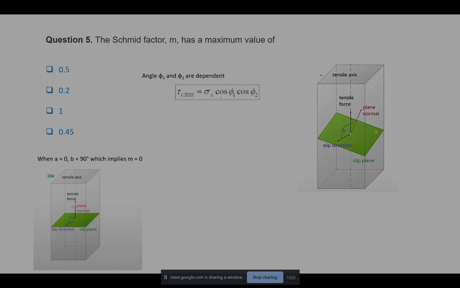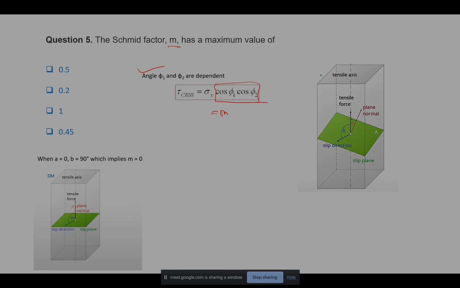Question number 9: the Schmid factor M has a maximum value of, they're asking for the maximum value of M. As you can see from this formula, the critical resolved shear stress tau is equal to sigma y cos phi 1 cos phi 2. Cos phi 1 cos phi 2 is the value called the Schmid factor, which is equal to m.